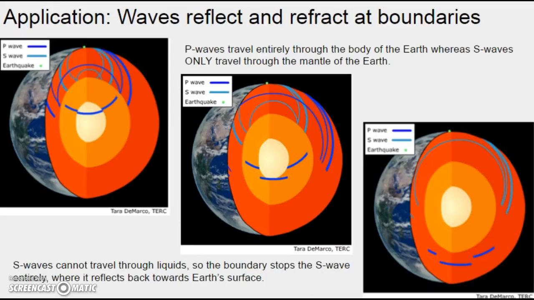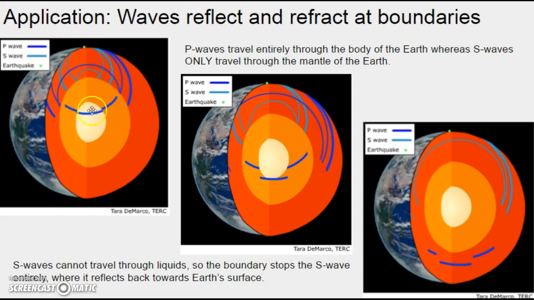Moving on. So let's apply how we use waves to determine what's taking place inside the Earth. We can look at reflection and refraction the same way we did with light as it travels through different materials. So P waves. So let's apply this to a concept of, here's the earthquake. The earthquake is always at the top of this picture for this cross section, this cutout. So P waves travel entirely through the body of the Earth, whereas S waves only travel through the mantle of the Earth. And we know this because S waves cannot travel through liquids. These are transverse waves. So the boundary stops the S wave entirely, and then it gets reflected back towards the Earth's surface. So let's make sense of this.